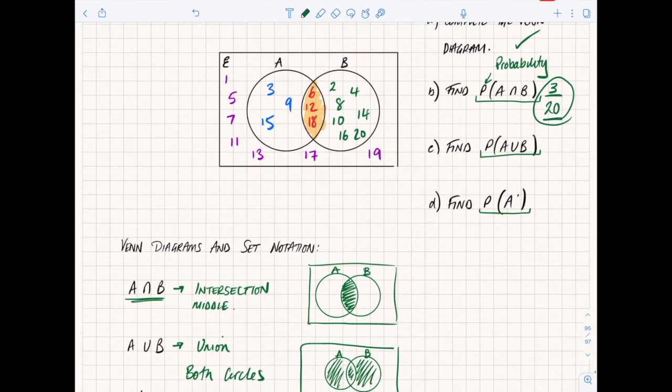So if we go back up here and look at this then, A union B, anything that is in this circle and in this circle, well, let's count them. We've got 1, 2, 3, 4, 5, 6, 7, 8, 9, 10, 11, 12, 13 numbers in total. And this is out of a total of 20. Okay, so that would be 13 over 20.